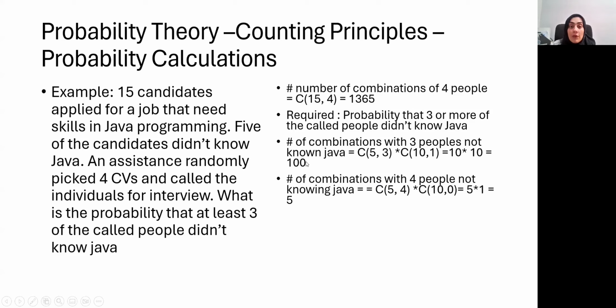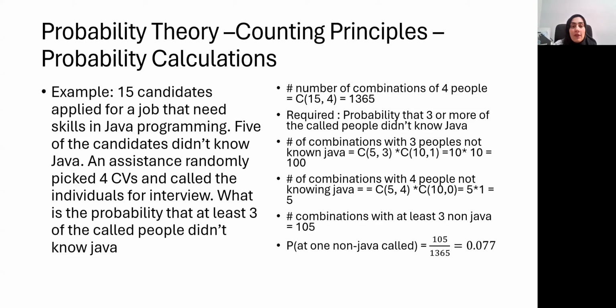Now, the total number of combinations having either 3 or 4 people not knowing Java is 105. And this is basically the event of interest. And now we find the probability by using the classical approach. And it is 105, the number of outcomes of interest, divided by the total number of outcomes, which is 1365. And we get 0.077, or a 7.7% chance that this will happen, that at least 3 of them would not be knowing Java.